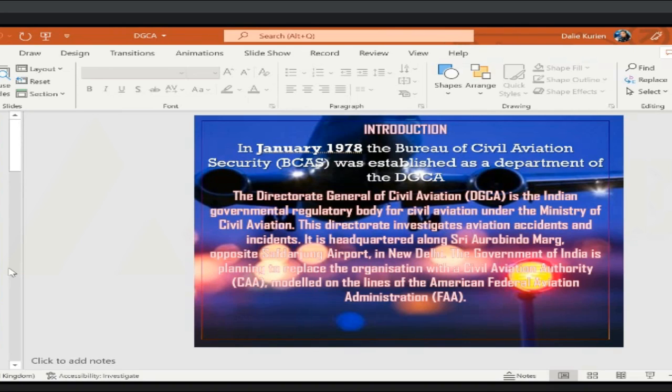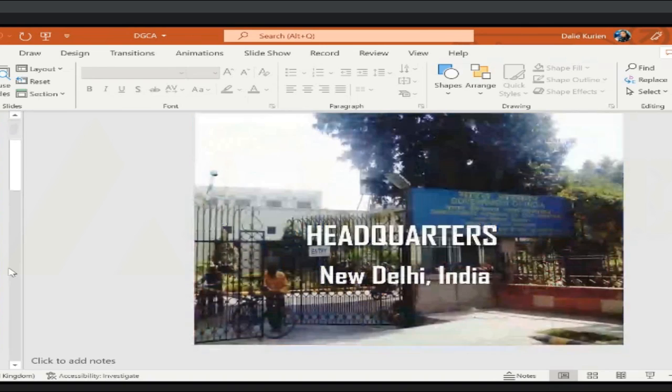Then, it is planning to replace the organization with a Civil Aviation Authority, modeled on the lines of the American Federal Aviation Administration. So it is planning to replace it with a CAA, and this follows the American policies, which are actually laid down by the FAA. Quickly moving on, this is the headquarters of DGCA, New Delhi, India.